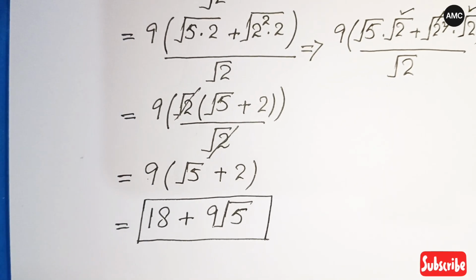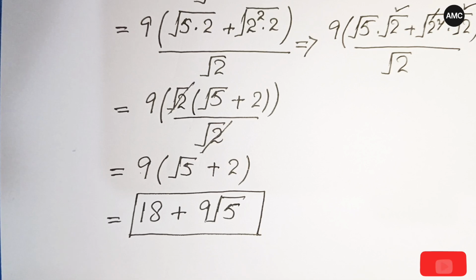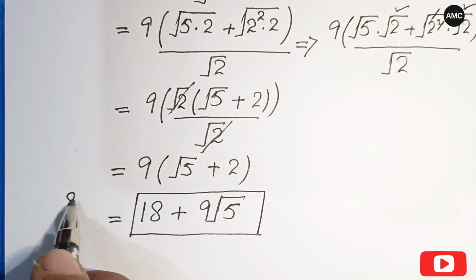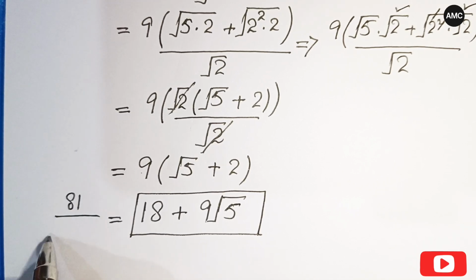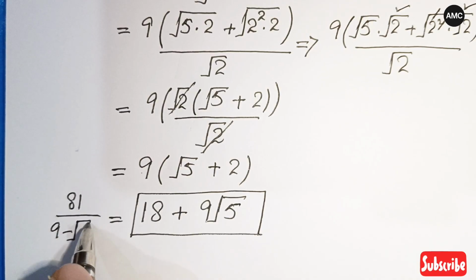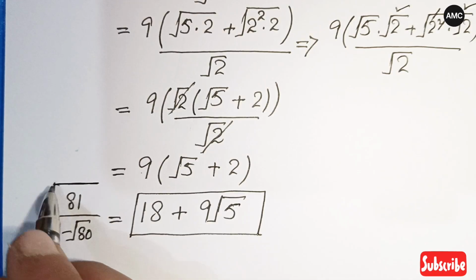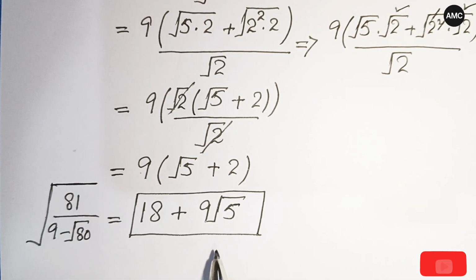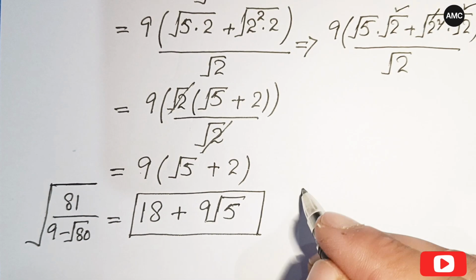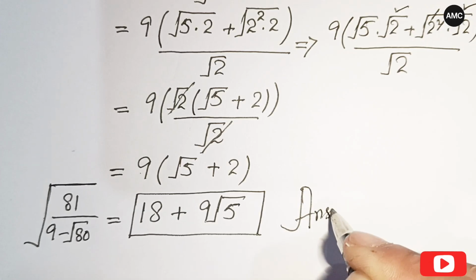Finally, our problem, square root of 81 all over 9 minus square root of 80, is equal to 18 plus 9 times square root of 5. So it is our final answer.